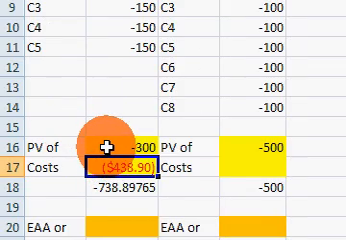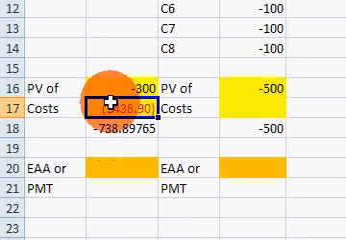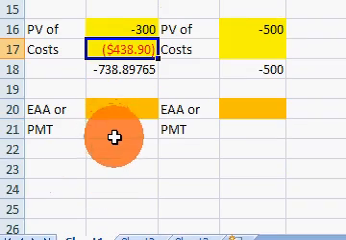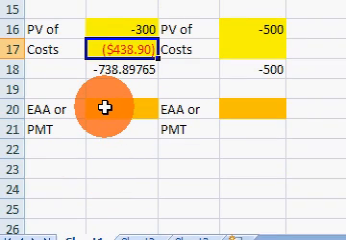But what I've done down here is I said, all right, we need to sum up the present value of these costs. I have negative $300 and $438.90, and I get $738.89 as the present value of the cost. Well, once you know the present value of the cost, we can then find an equivalent annual annuity or equivalent annual cost, and we're going to use the payment function in Excel for this.